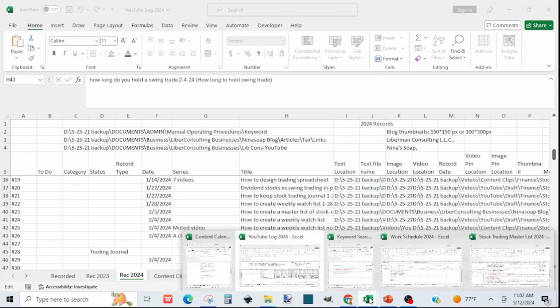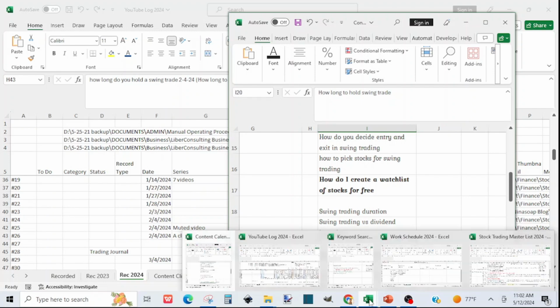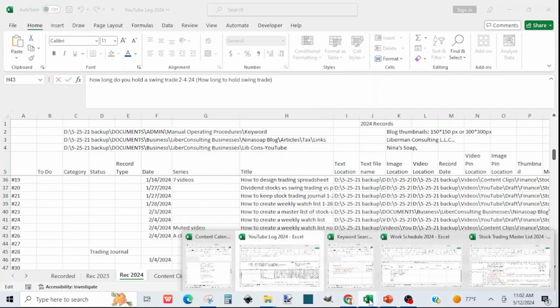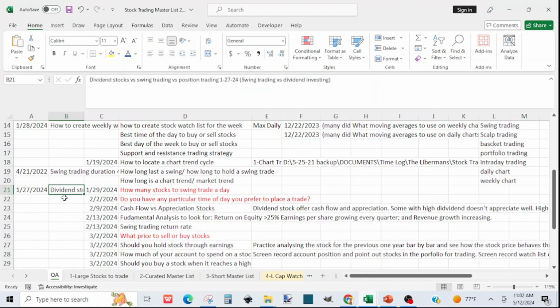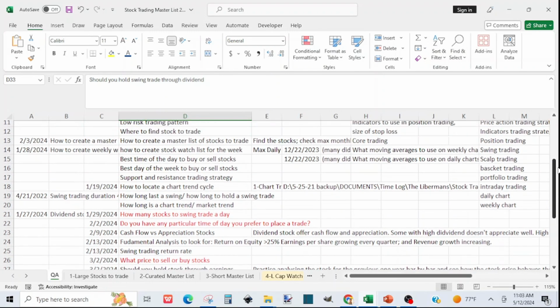I'm putting it in parentheses so that I know that that is the terminology search, and it is going to be answering this question of mine. I thought I saw, okay. So do I even ask that question? How long is chart trend, market trend? How much amount to spend on a... So I did ask this question, but how long to hold? Okay, should you hold a... okay, so that is a specific question here. But how long to hold a swing trade was not a question that I asked myself.